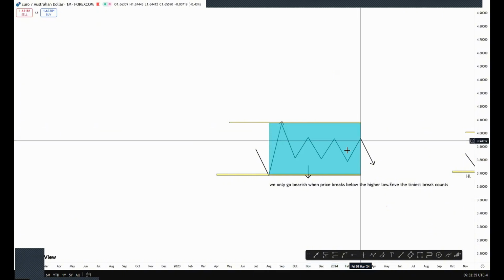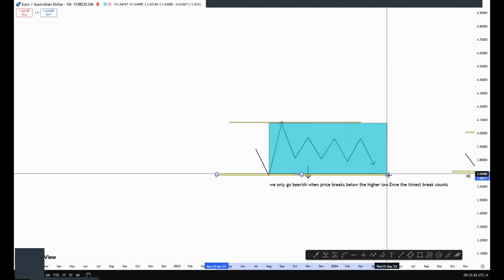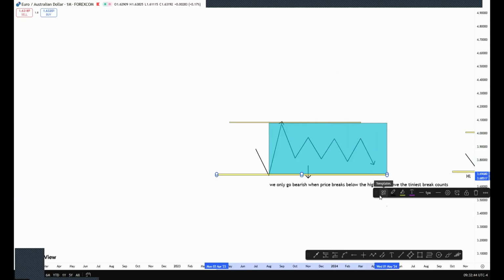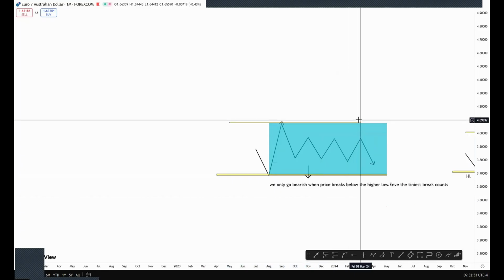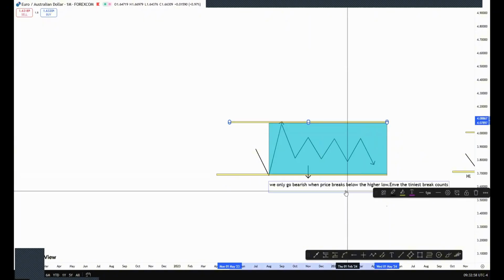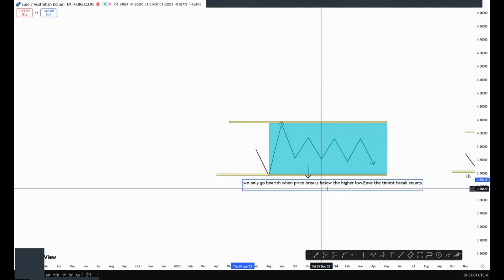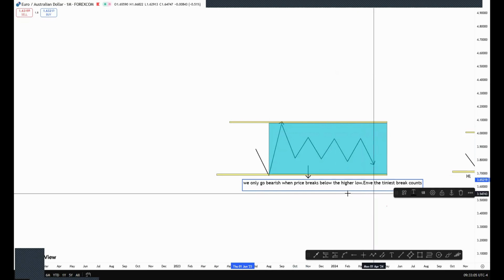Because we're saying we'll only go bearish once price breaks below. This is when you hear me say, we're still bearish because price hasn't broken below here, price hasn't done this or that. So we've now understood this concept where we only go bearish when price breaks the higher low. Even the tiniest. Guys, please just be correcting the spellings. Should be like that.